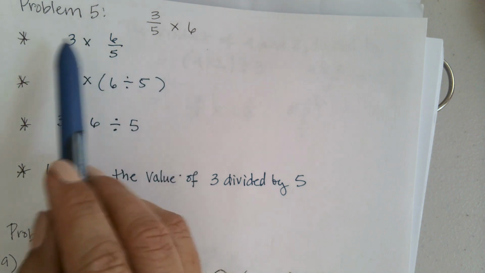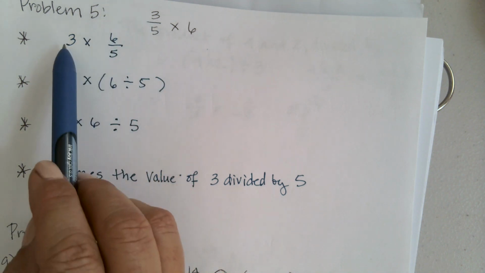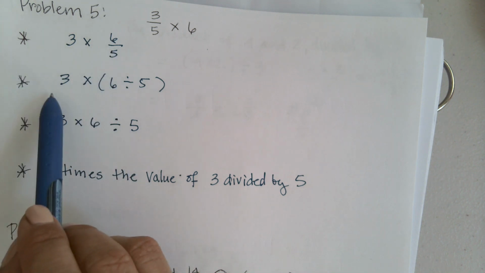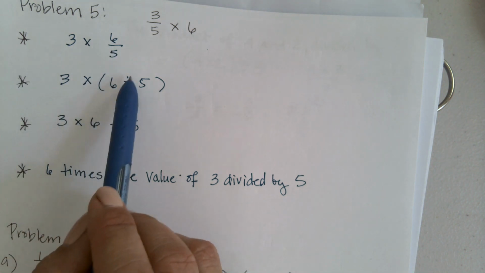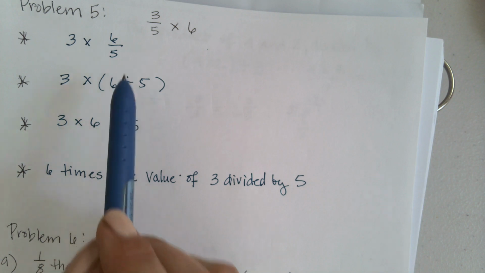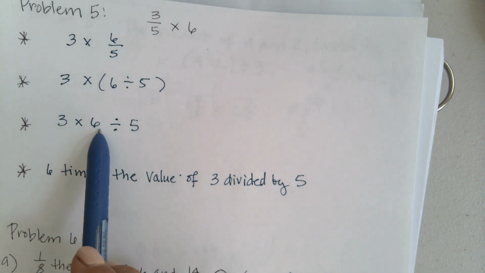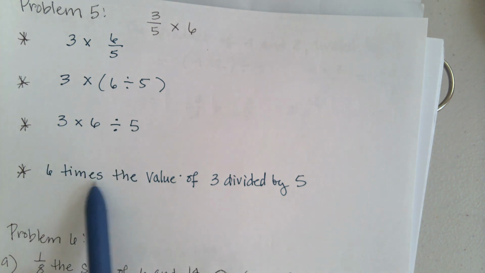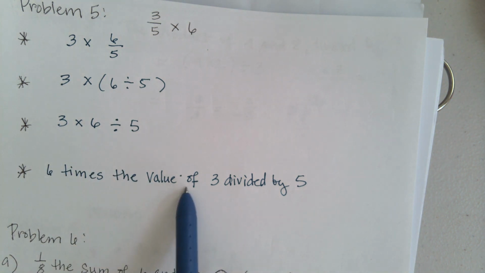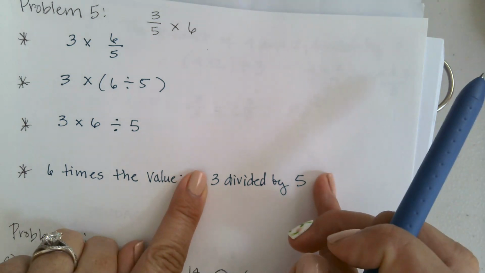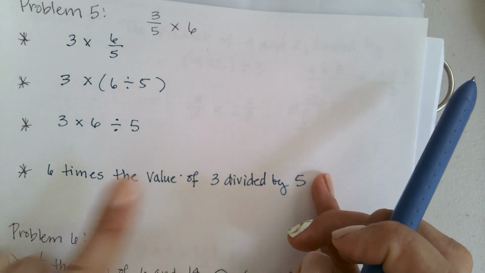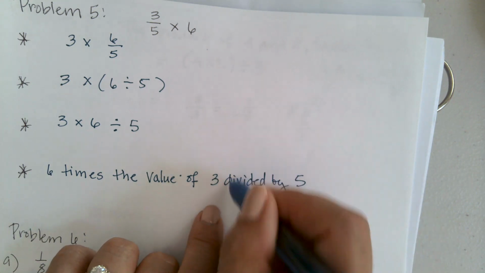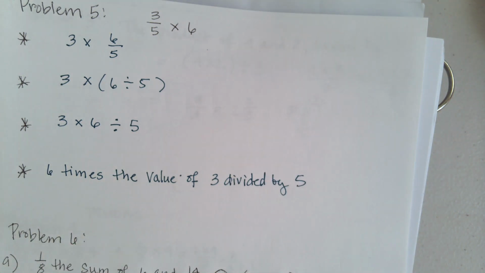Let's look at a few different ways. So I pulled the 3 off and I did 3 times 6 over 5. 3 times 6 divided by 5. 6 times the value of 3 divided by 5. So 6 times the value of this, 3 divided by 5.